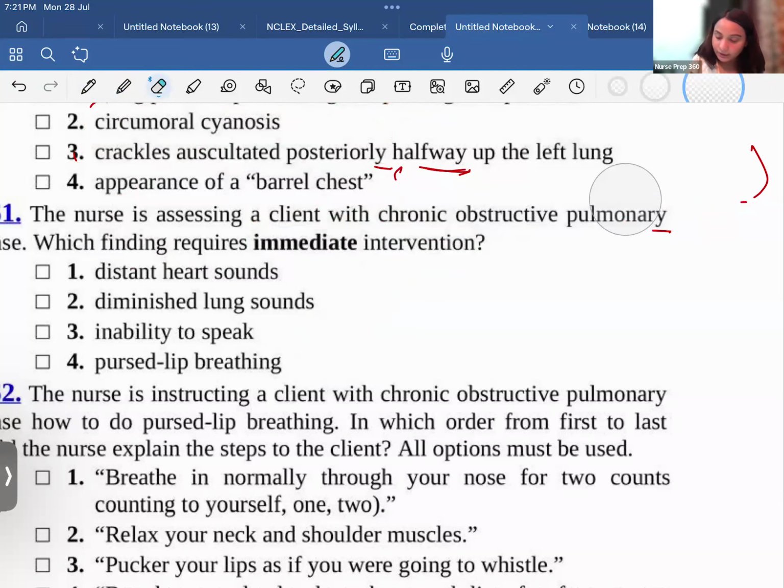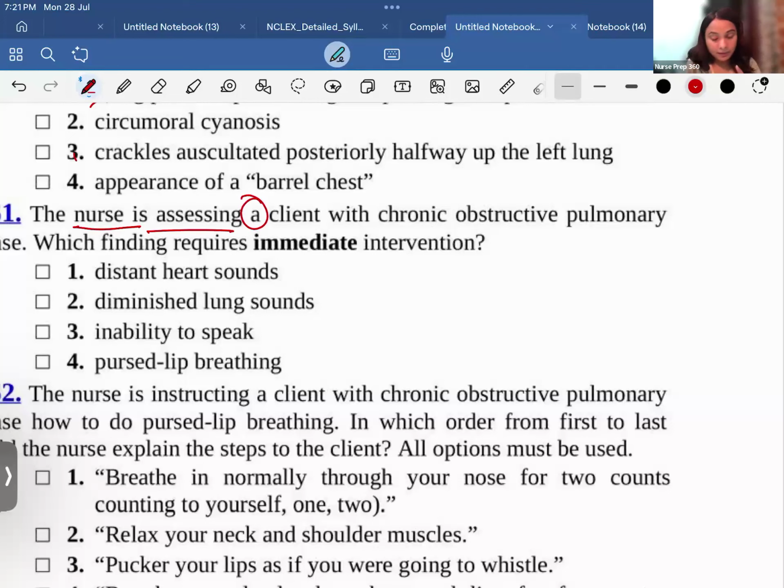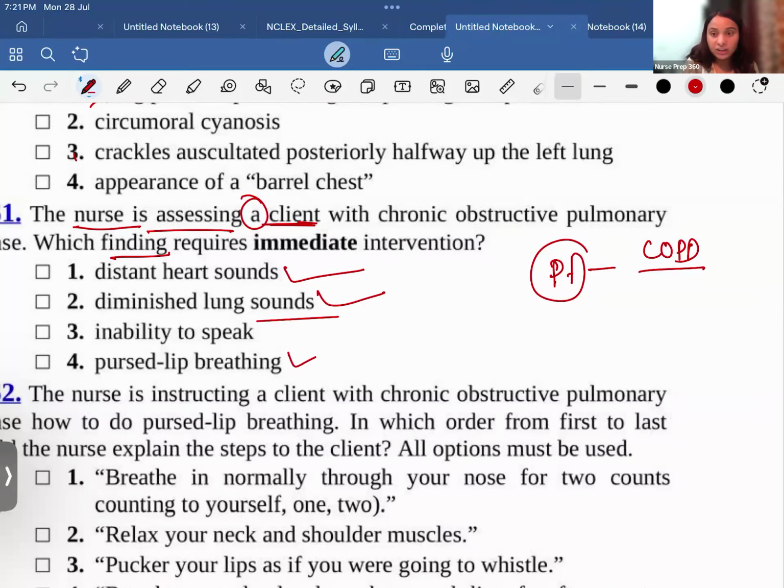Let me explain this question again. A nurse is assessing a client, means a nurse is looking at a patient. You see the patient has a diagnosis of COPD. Now which finding? When assessing the patient, you see there's a distant heart sound. Secondly, there's diminished lung sound. Third, there's an inability to speak. The patient cannot speak. And the patient is doing pursed lip breathing.